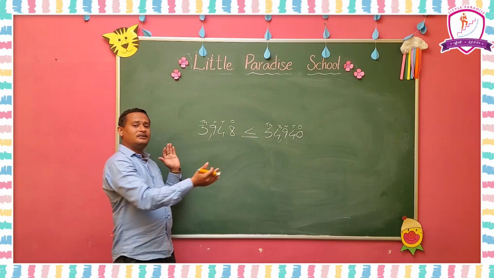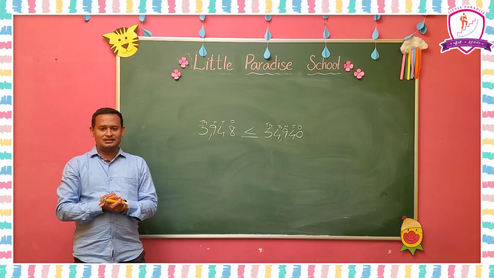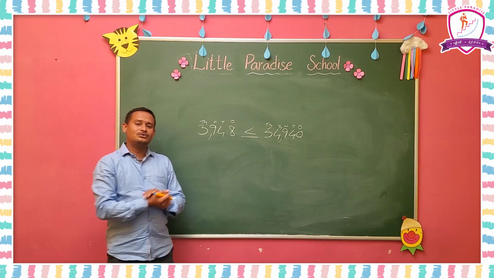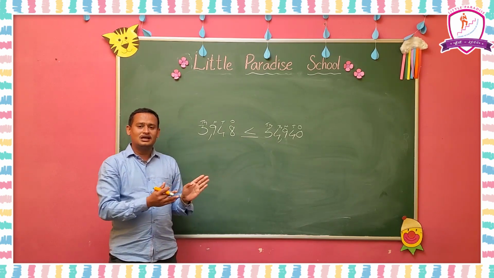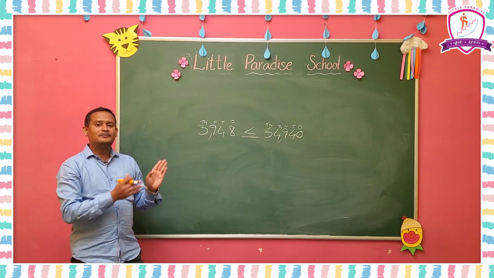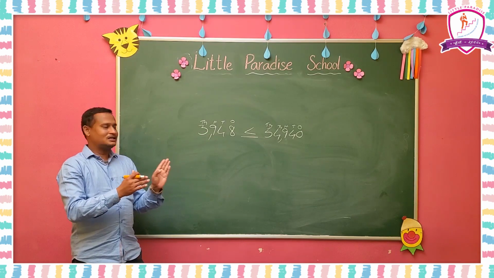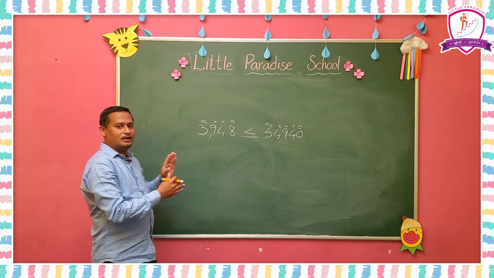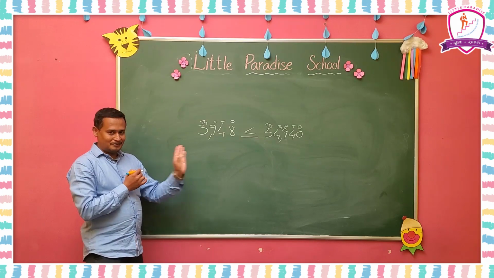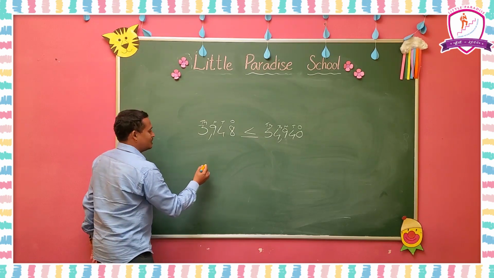If two numbers have the same digits, then we have to compare the places, first place, second place. Places means we have to compare from the highest place to the lowest place. So I am going to explain that also.